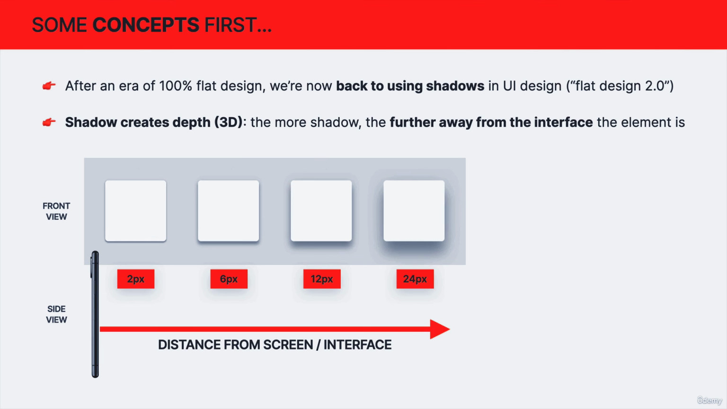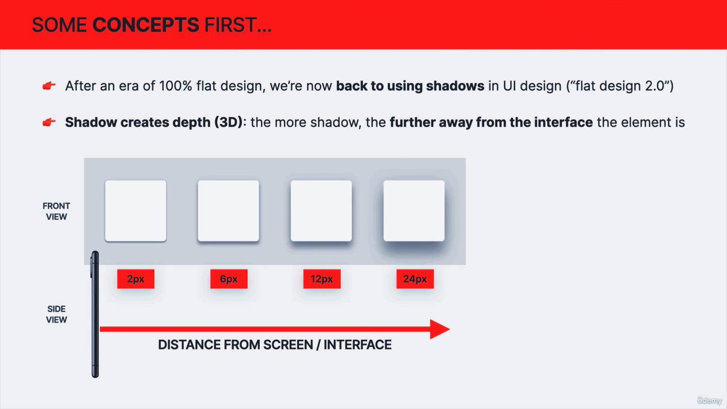Now, if the element is only 2 pixels away from the screen, then it makes sense that it cannot cast a large shadow on the rest of the interface, right? And that's why the shadow is very subtle here. I think that is quite intuitive, because this is exactly what we experience also in the real world.